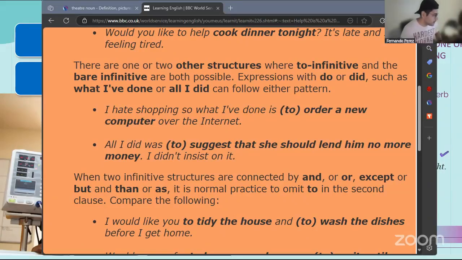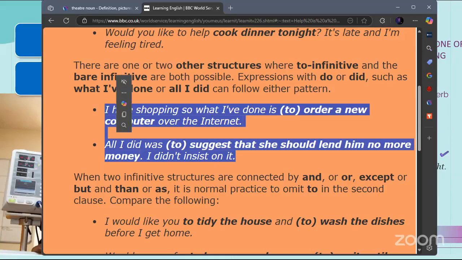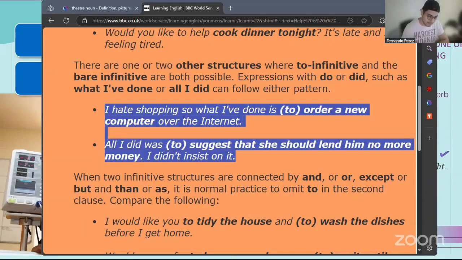Ready? Yes. Cool. So that's it. All I did was, and then parentheses to, verb in simple form. Did you copy these examples? No. Oh, that's important. The examples are fundamental. Copy them.